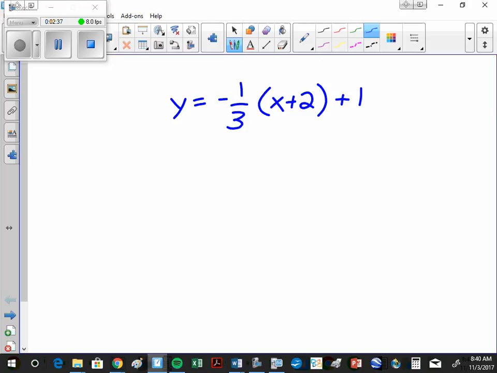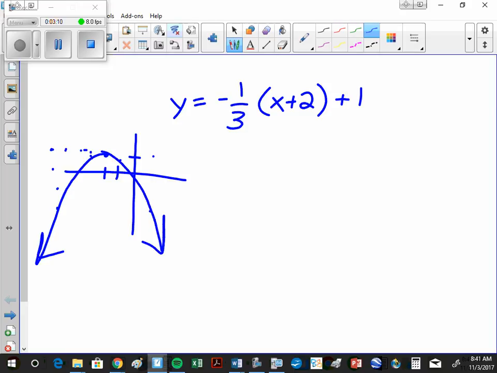So if I draw that, left 2, up 1, and it's upside down, how do I graph 1/3 as tall? Over 1, down 1/3. So over 1, down 1/3, over 1, down 1/3. And you can also graph over 3, down 3, over 3, down 3, and then just connect those dots. So this parabola is short. Okay? Everybody understand that? Okay.